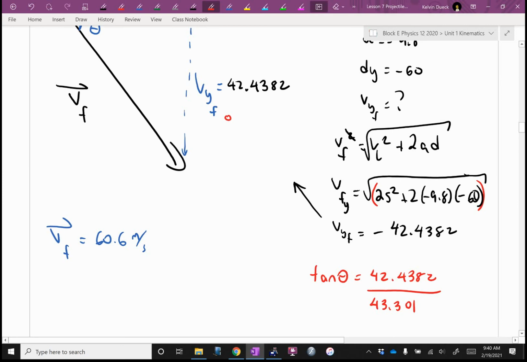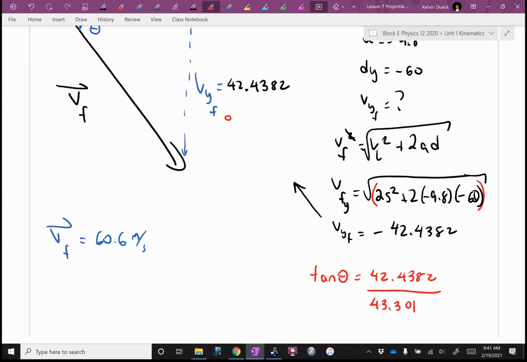42.4, 43.3. Are those numbers fairly close to each other? This is almost an isosceles triangle. I'll bet you theta is going to be really close to 45 degrees. This is almost a 45-degree triangle. If the two sides were identical, I would know it was 45 and 45 degrees. So you're either going to get 44 point something or 46 point something.